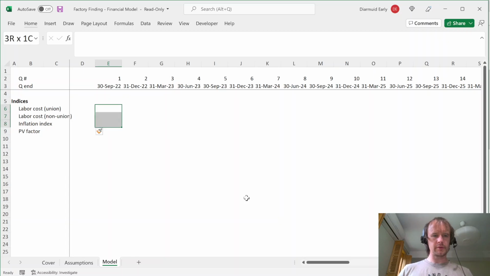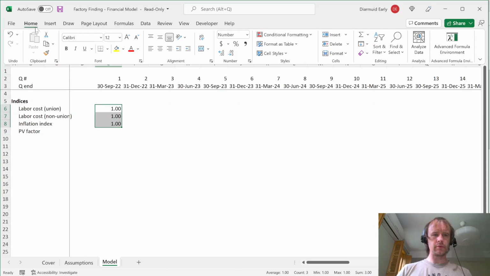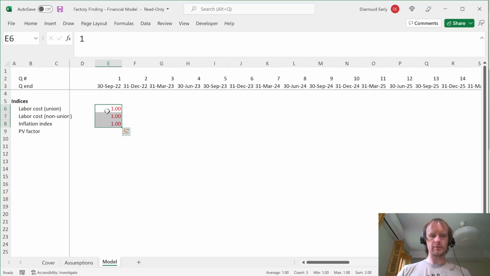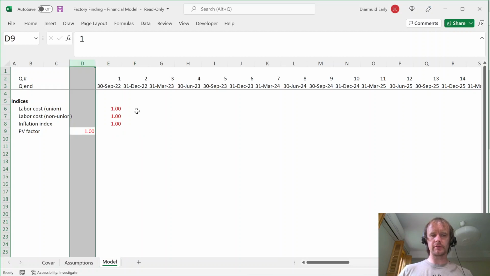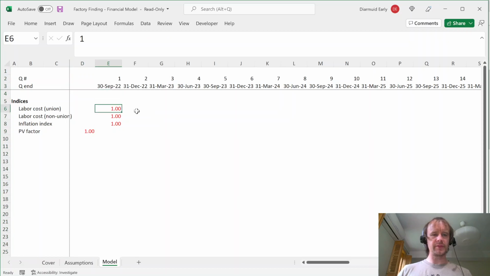Okay, so then for all of these, I'm just going to use Control-Shift-1, which gives me number format with 2 decimal places, which is what I want. And for all of these, I'm just going to start off at 1. For PV, I'm assuming that the cash flows will happen at the end of the month, and so even the cash flows in the first quarter get discounted. So that's why I'm putting the 1 before the start of the model there.